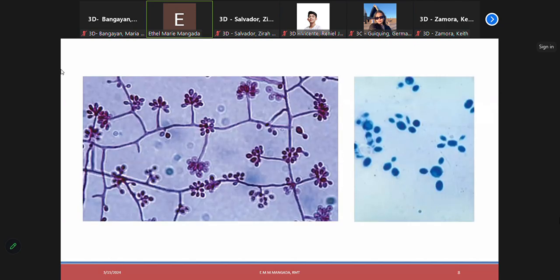So this is the appearance of our Sporothrix schenckii. We can see here the floweret arrangement of the conidia, and then here are the elliptoid yeast cells or cigar-shaped yeast cells.